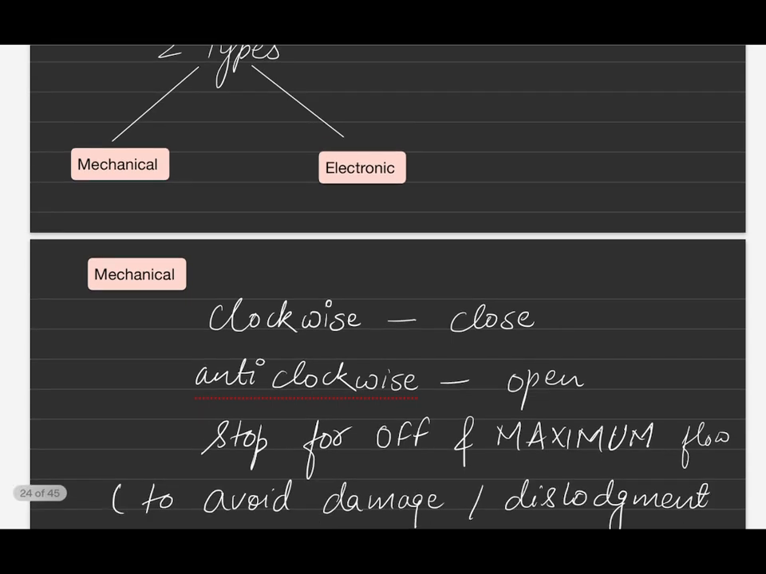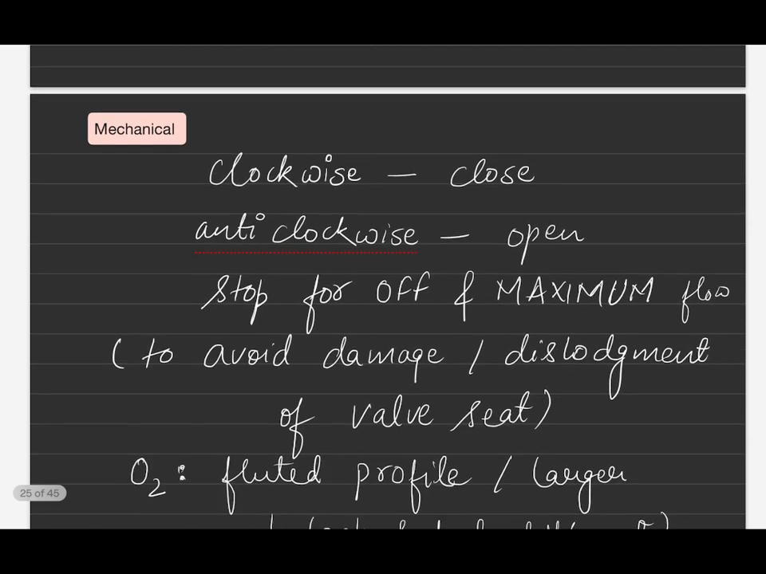So the mechanical flow control has many safety features. There is a standard protocol that clockwise direction of knobs closes the gas, anti-clockwise opens the gas. This is a safety feature, uniform for all machines.